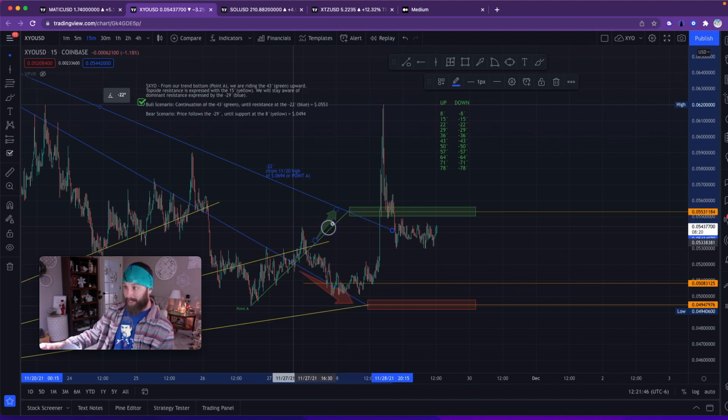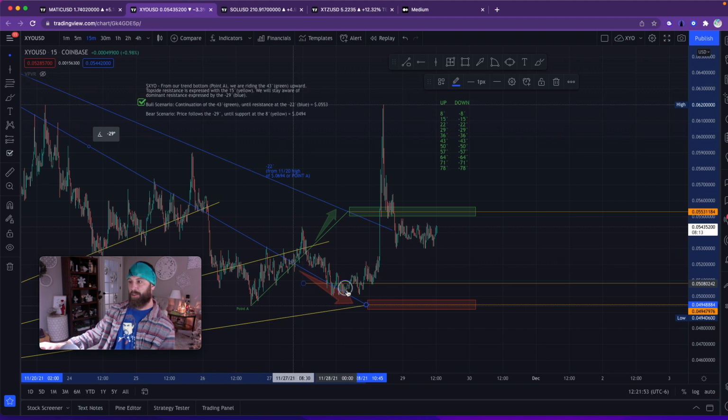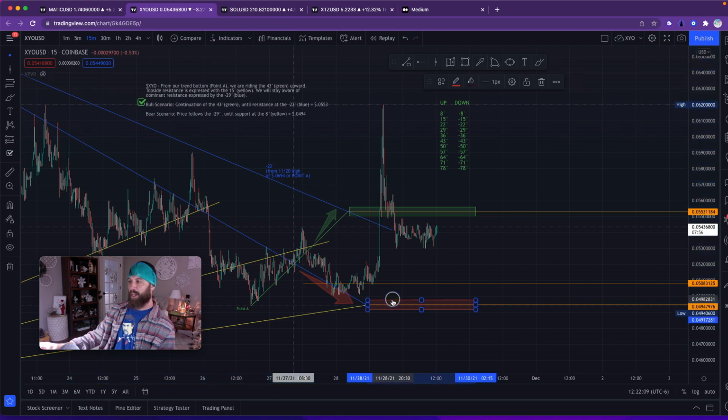Okay, we didn't do it immediately, but we did come back down to the low that I called, because price followed the 29. It didn't follow this 43, this green line from point A to point B. It went up and then continued to follow this minus 29 down to the level that I called right here at 5 cents.